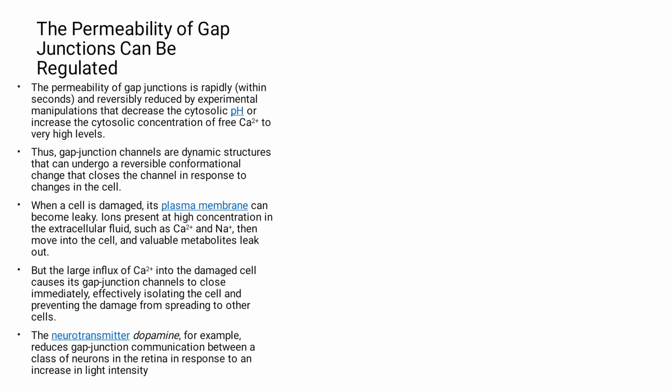When a cell is damaged, its plasma membrane can become leaky. Ions present at high concentration in the extracellular fluid, such as calcium and sodium, then move into the cell and valuable metabolites leak out. If the cell were to remain coupled to its healthy neighbors, these too would suffer a dangerous disturbance of their internal chemistry. But the large influx of calcium into the damaged cell causes its gap junction channels to close immediately, effectively isolating the cell and preventing the damage from spreading to other cells.